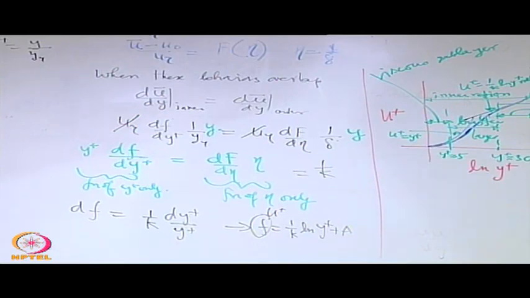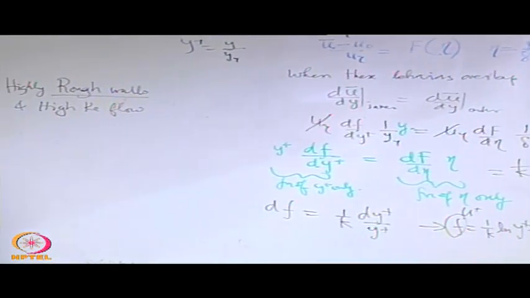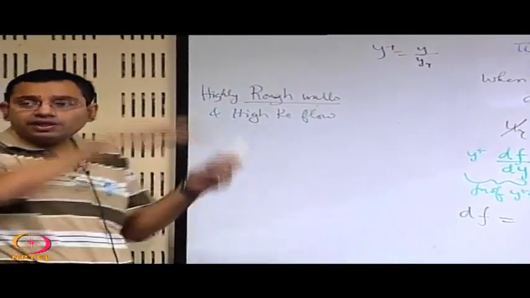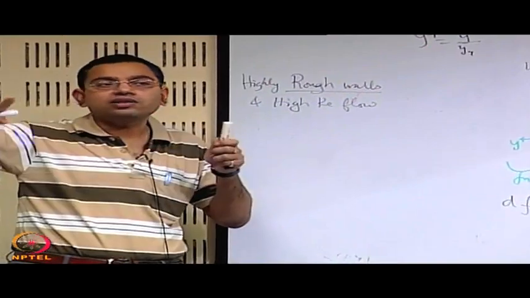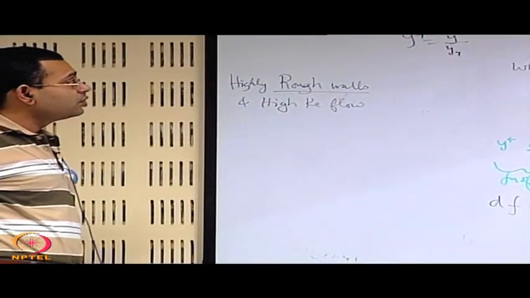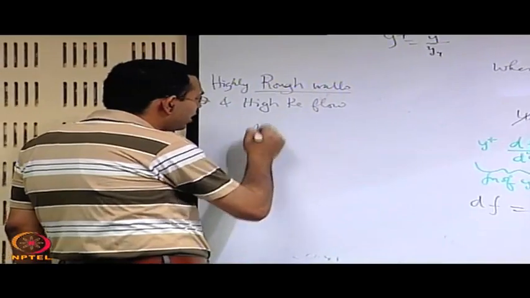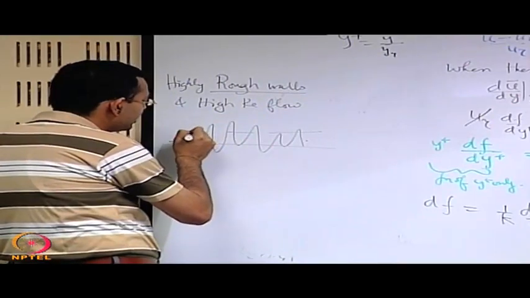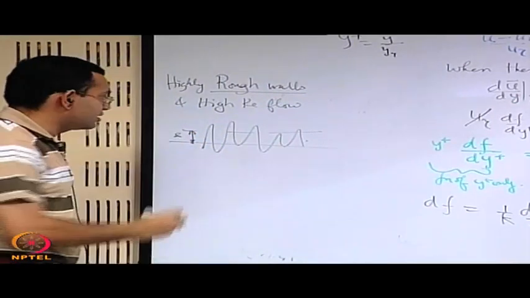Very briefly, let us see what happens for the rough walls. Rough walls means, let us say, highly rough walls and a high Reynolds number flow as an example. We are not talking about a general case of rough wall, which is very complicated, but an extreme case where the wall is very rough and a high Reynolds number flow is taking place over that. Consider the average roughness, let us say S is the average roughness.